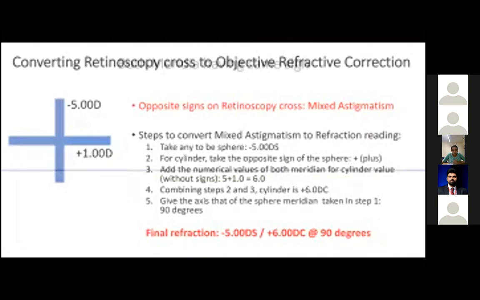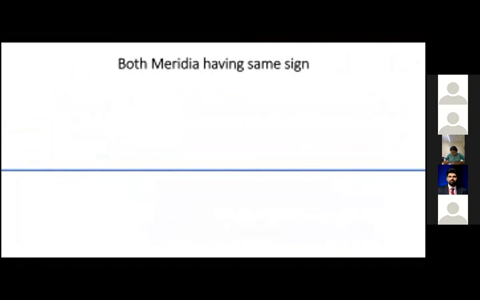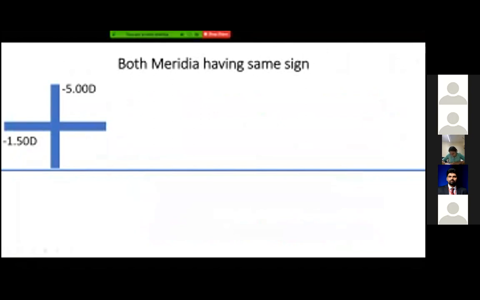When both meridians have the same sign, this is not a mixed astigmatism. This becomes a compound astigmatism. When there's a minus sign, this is a compound myopic astigmatism. Let us see how to convert compound myopic astigmatism into the prescription. It's different from mixed astigmatism. In this case, the sign for both the sphere and cylinder will be the same, that is a minus sign. We take the smaller numerical value to be the sphere.